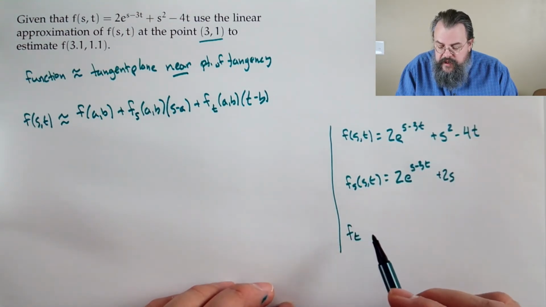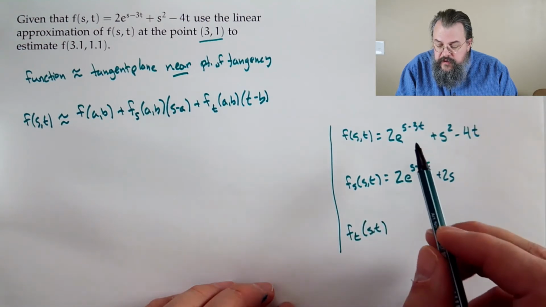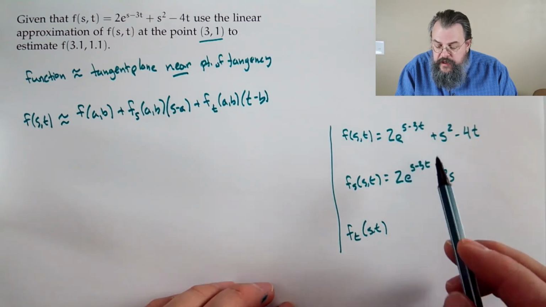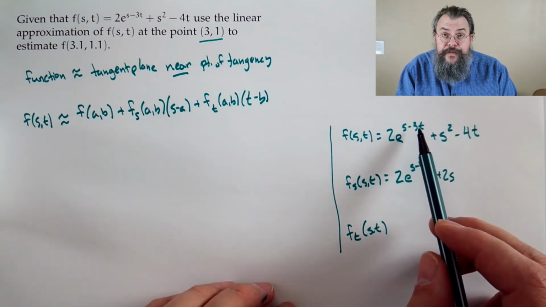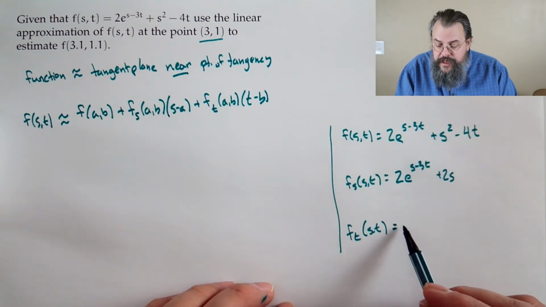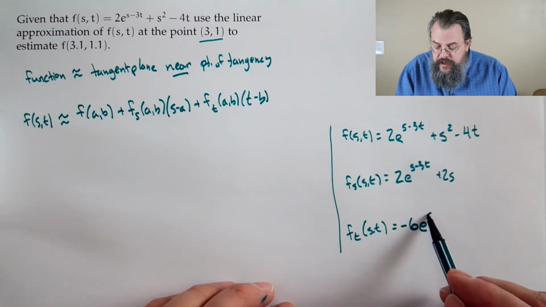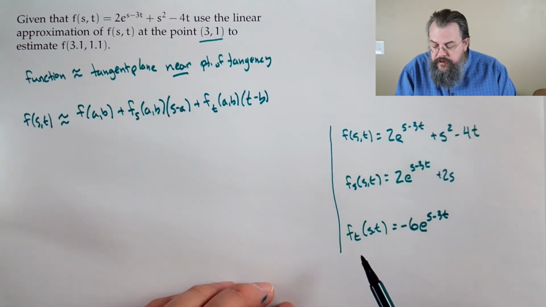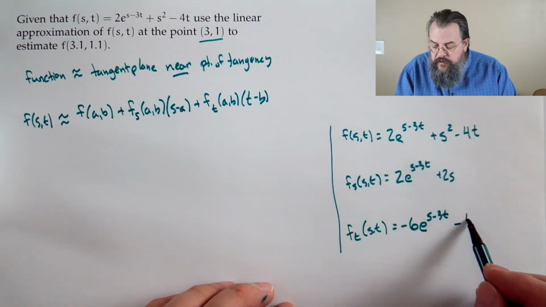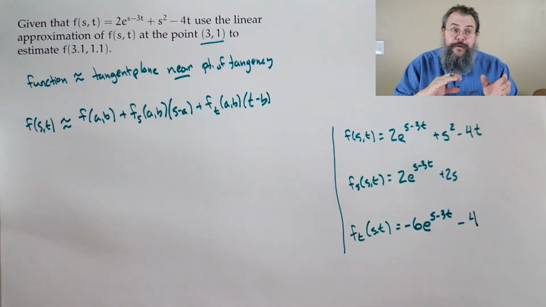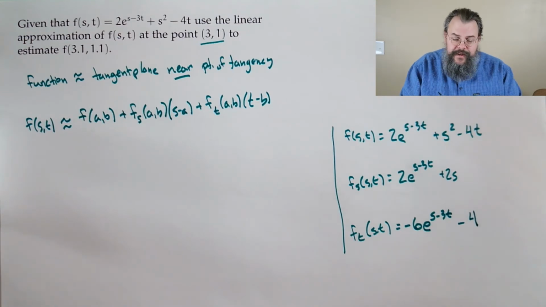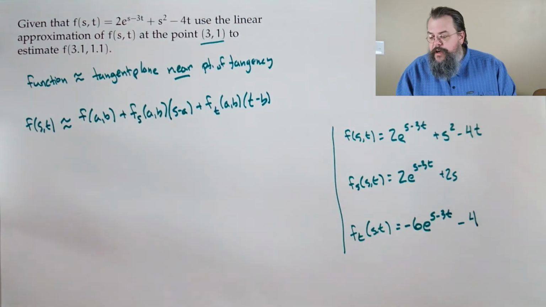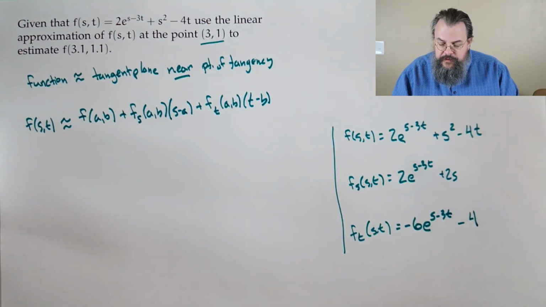Take the derivative with respect to t. So, of the original function, all right, well, there's a t there. Now notice when we take the derivative of the inside, there's a negative 3 that comes down. So it's really negative 6 e to the s minus 3t. And then s squared goes away because we're taking it with respect to t, and minus 4. All right, now those are our partial derivatives, but we need to evaluate. And so we plug in 3, 1, because that's where our tangent plane is being formed.